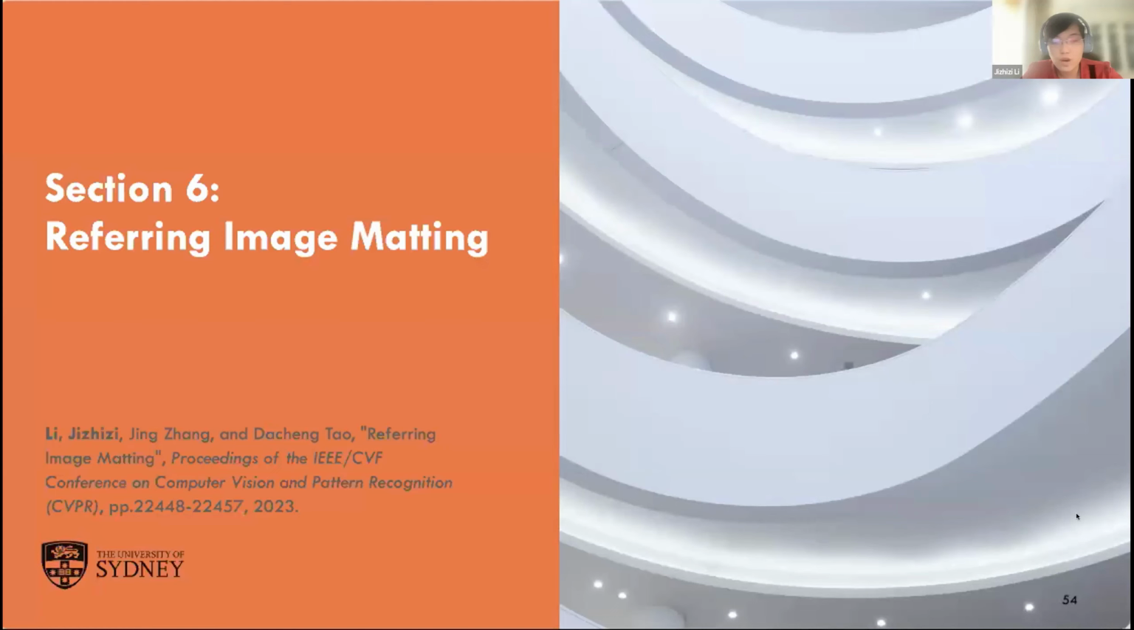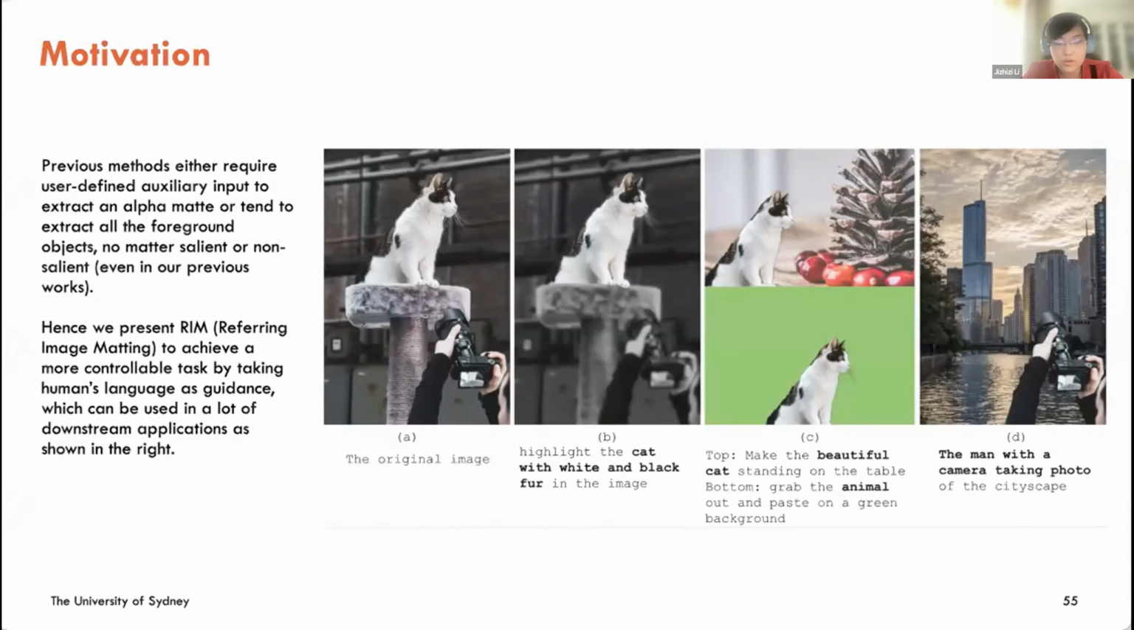Okay, so what I wanted to emphasize is this research we name referring image mapping. It has been accepted to CVPR 2023 this year. The motivation of this work is that we realized previous methods either require auxiliary input, or they extract all the foreground objects, no matter whether they are salient or non-salient. But what if the image contains more than two foregrounds, and I just want to grab one of them? Here is what we present: we name it referring image mapping.